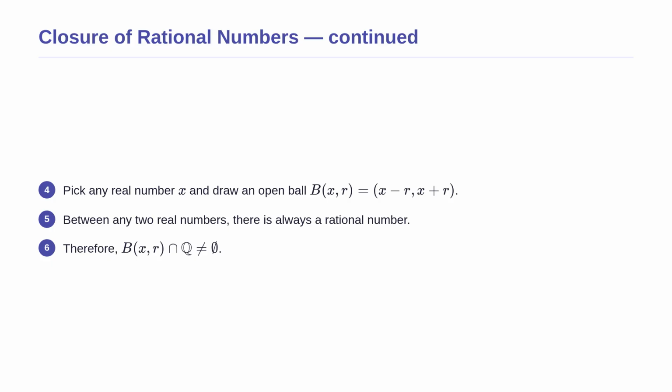Let us pick any real number x on the number line and draw an open ball around it with a radius r. A fundamental property of mathematics is that between any two real numbers, no matter how close they are, there is always a rational number. Because there is always a rational number in any interval, this open ball will always contain at least one point from our set. This proves that every single real number, without exception, is a limit point of the rational numbers.